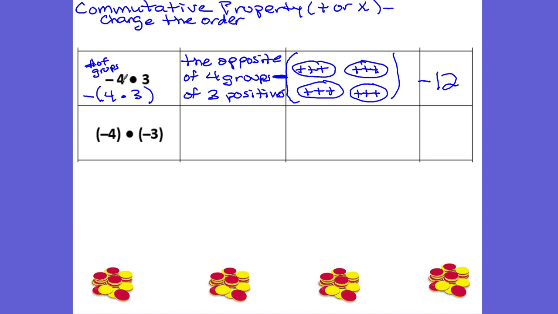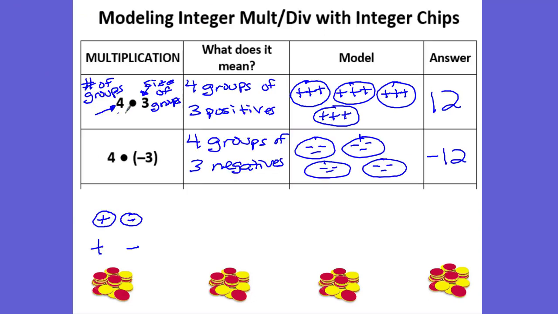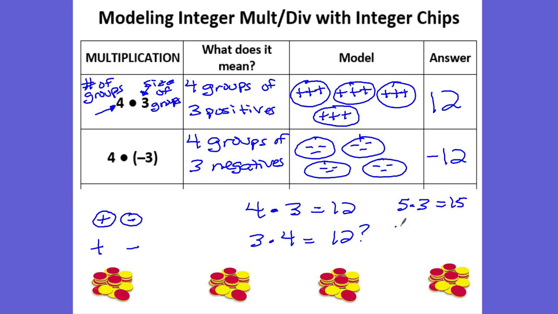What this means is that you can change the order of the factors and you will still get the same product. You will still get the same answer. So if I were to go back and look at my 4 times 3, we know that 4 times 3 equals 12. If I were to change the order and write it as 3 times 4, would it still equal 12? Yes, it would. If I had 5 times 3, that equals 15. If I change the order and rewrite it as 3 times 5, will that still equal 15? Yes, it will.